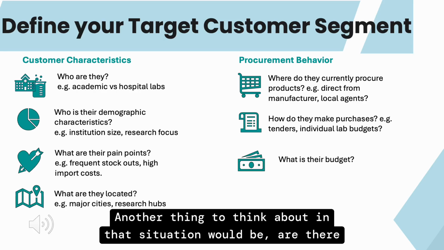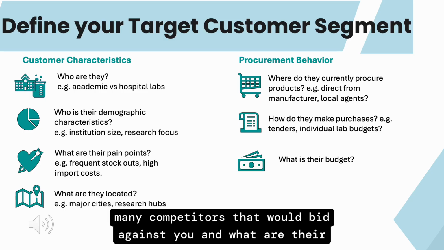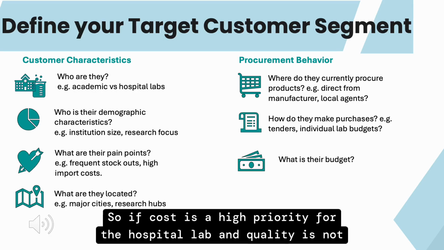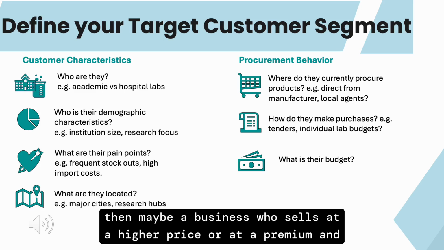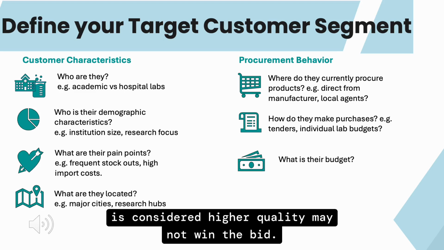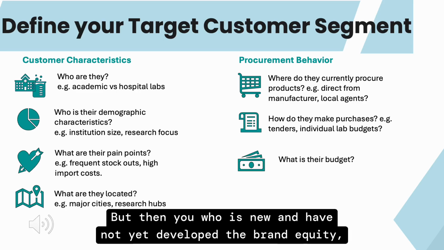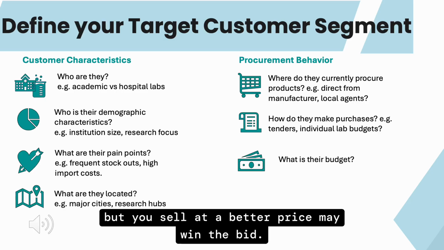Another thing to think about in that situation would be, are there many competitors that would bid against you? And what are their prices? So if cost is a high priority for the hospital lab and quality is not as high a priority, then maybe a business who sells at a higher price or at a premium and is considered higher quality may not win the bid. But then you, who is new and have not yet developed the brand equity, but you sell at a better price, may win the bid.